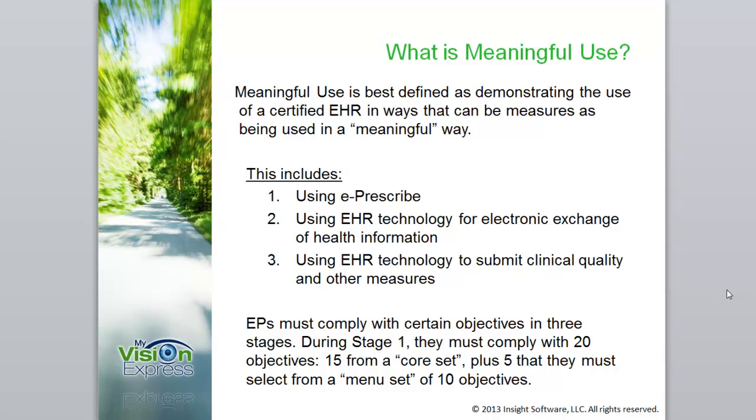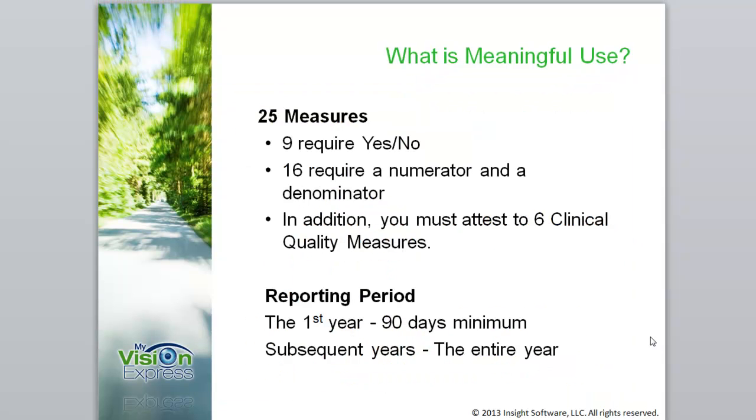The doctor must comply with certain objectives in 3 stages. We are currently in stage 1, and they must comply with 20 objectives. 15 come from a core set, so these 15 core set objectives you must attest to, plus 5 that you must select from a menu set of 10 objectives. So you have a little bit more leeway as far as the last 10 objectives. So there are the 25 measures.